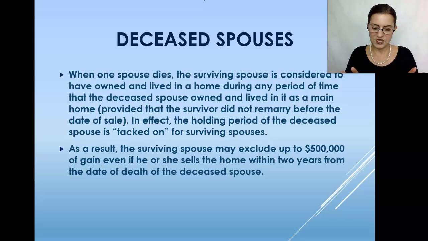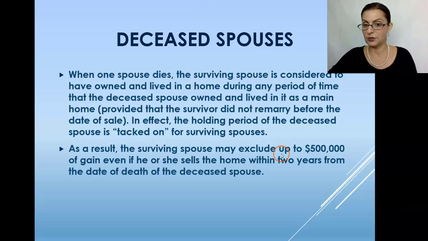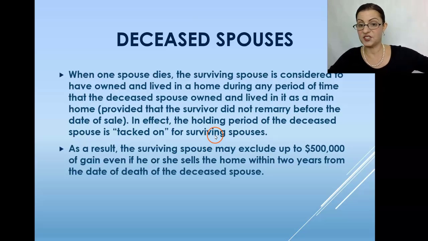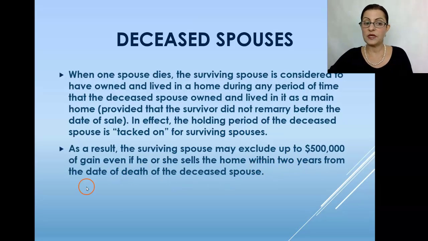But if you have a situation where you have a married couple and one of them dies, then the survivor is still allowed a $500,000 exclusion from the sale. And they're allowed to tack on the holding period of the decedent, so the deceased spouse. And they're allowed to exclude this gain within 2 years from the date of death of the deceased spouse.